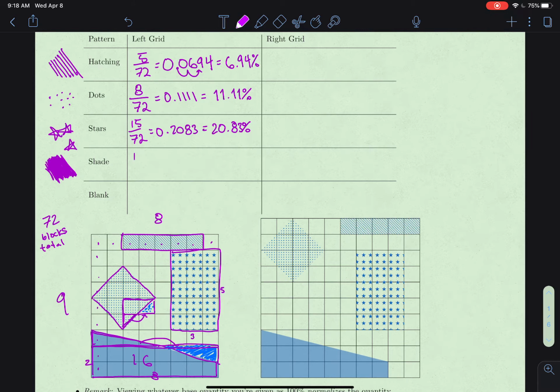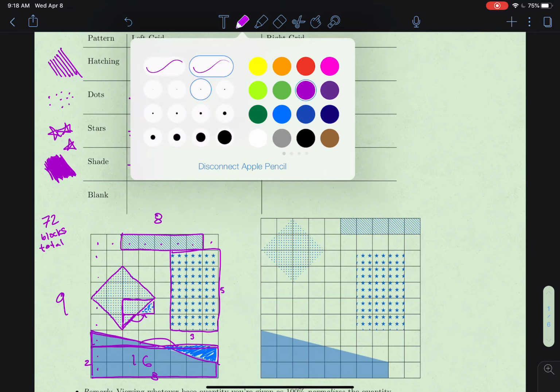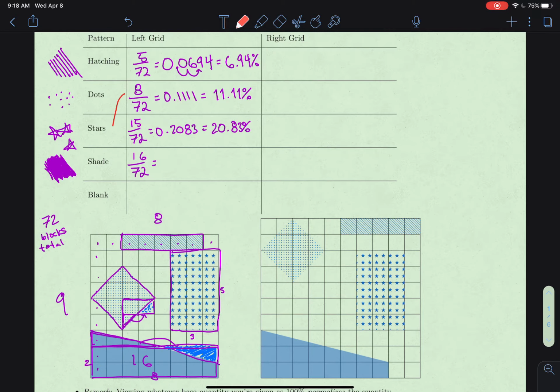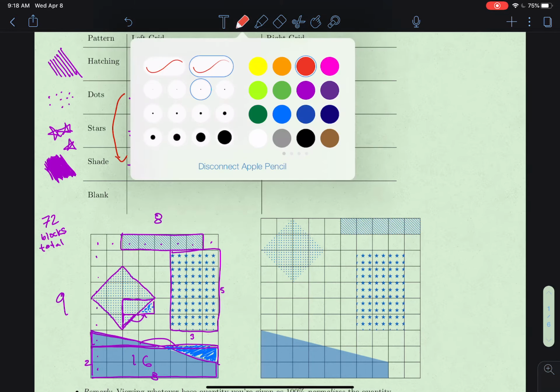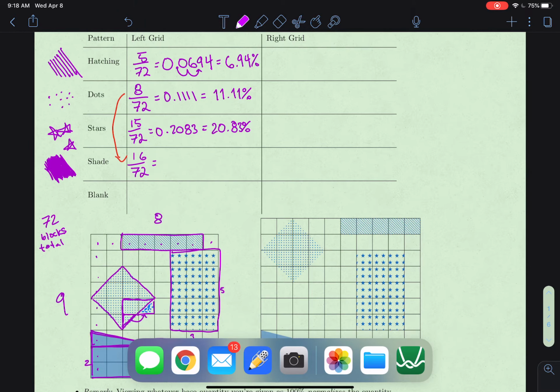So this will be 16 out of 72. 16 out of 72, we notice, is twice 8 out of 72. So we can predict that this should be 0.222222, but we can check that in the calculator.